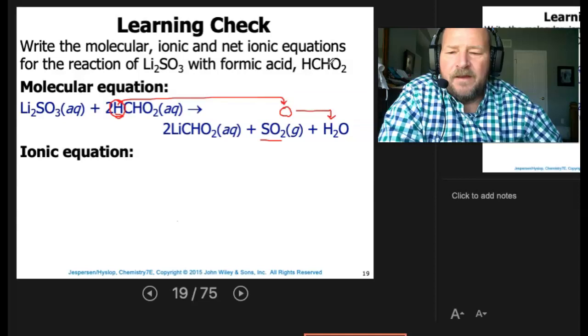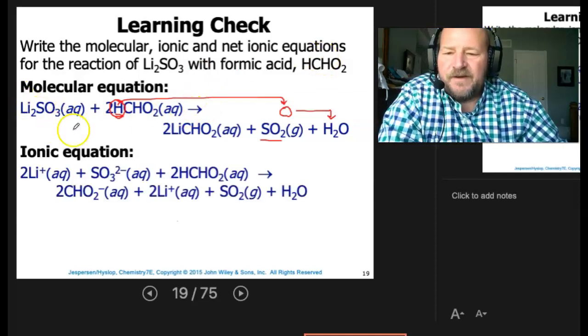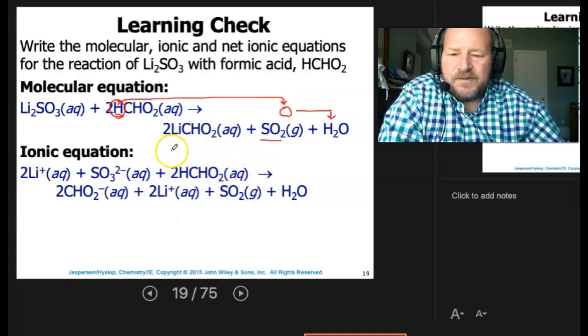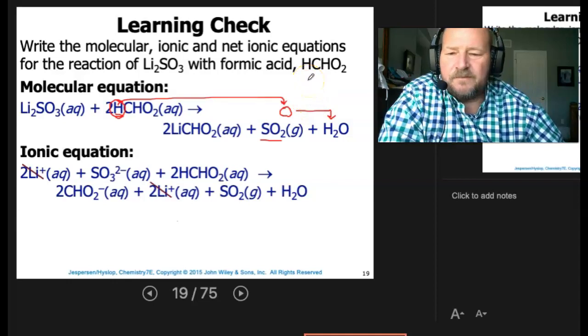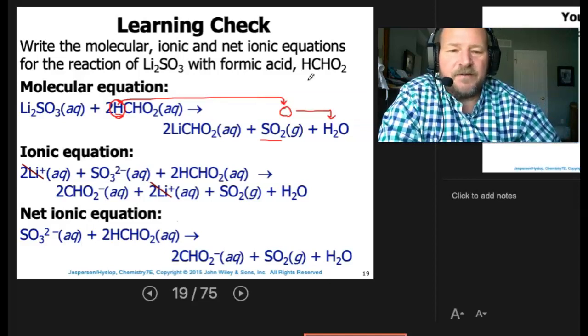Okay. Now for your ionic equation, you'd break this apart. You have lithium sulfite. There's the lithium sulfite. You have your organic acid here. And then of course, the lithium piece is going to break apart. So there's that with the lithium, your SO2 gas, and of course your water. Your lithiums are going to cancel out, and we'll be left with everything else that's there in the ionic equation.